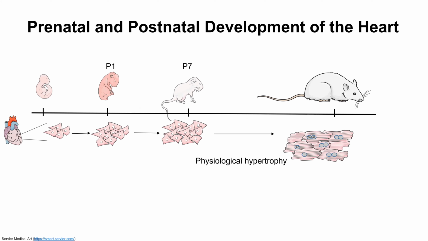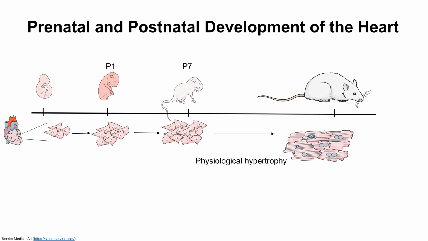And after that, the heart grows by physiological hypertrophy, characterized by cardiomyocyte growth and endomitosis, leading to binucleation of most of the cardiomyocytes. Mitosis also occurs without karyokinesis, resulting in polyploidy of half of the cardiomyocytes.